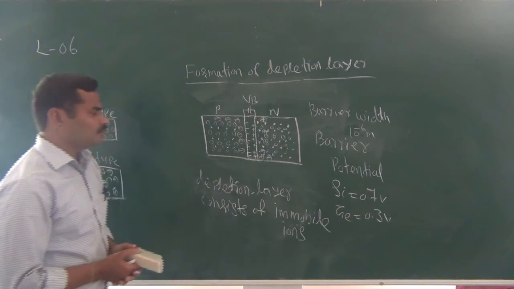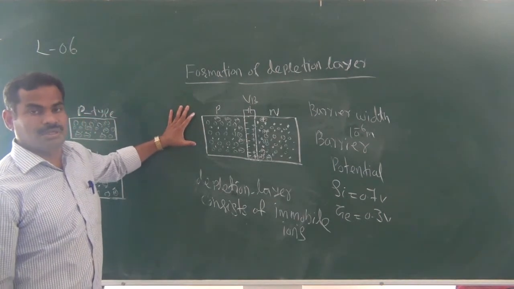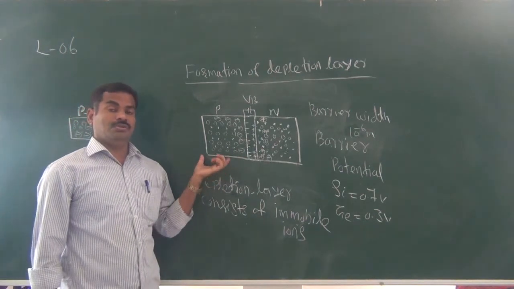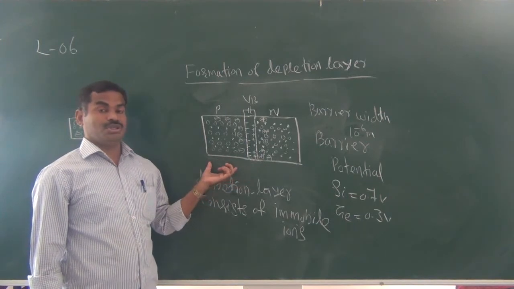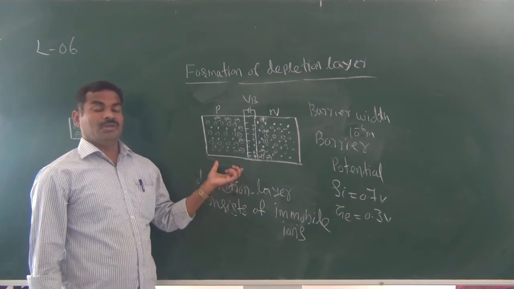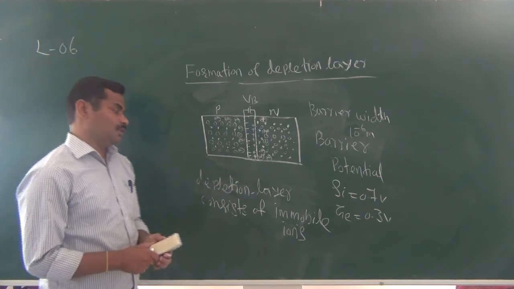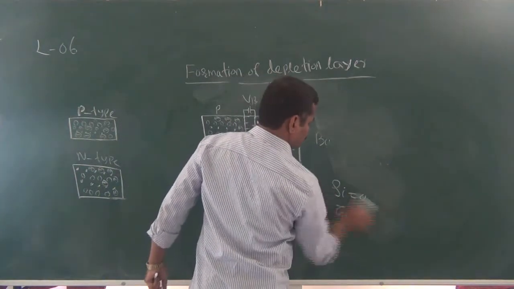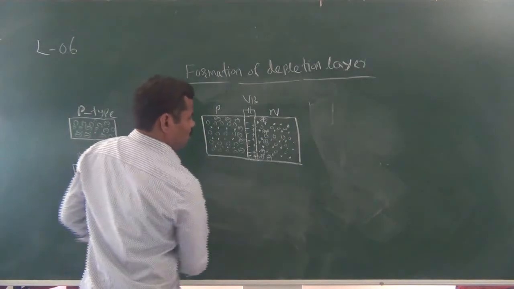Still, you have not applied any external voltage. If you apply the external voltage, then what happens? What is the effect of the external voltage? If you apply a battery, if you apply an external voltage to the p-n junction, what is the effect? We go for that. And that is called biasing.